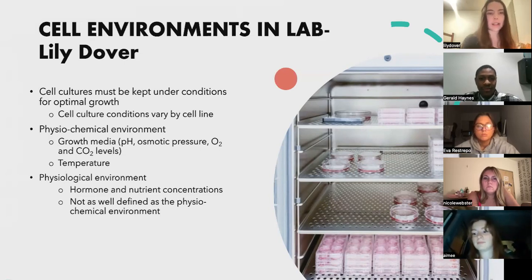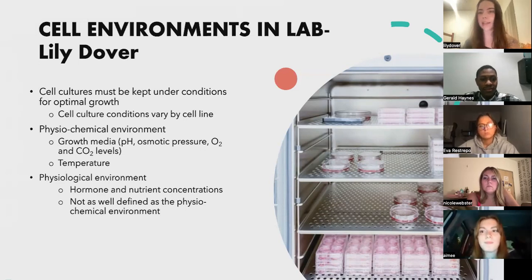So the physiochemical environment involves growth media like pH, osmotic pressure, and oxygen and carbon dioxide levels, as well as the temperature. And the physiological environment includes hormone and nutrient concentrations. And the physiological environment isn't going to be as well defined as the physiochemical environment because we're able to be more defined with the things that we're able to alter.